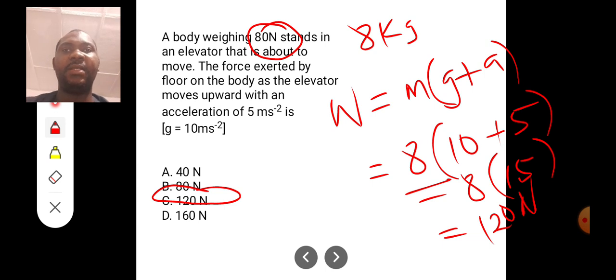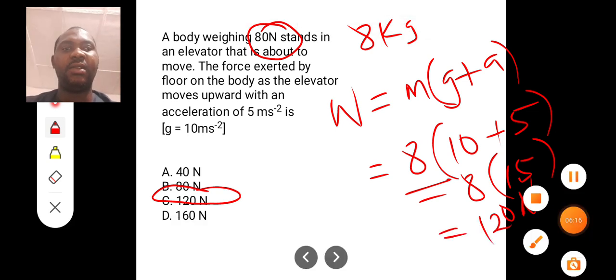That is very, very important. Thank you very much. We have come to the end of Newton's laws of motion.